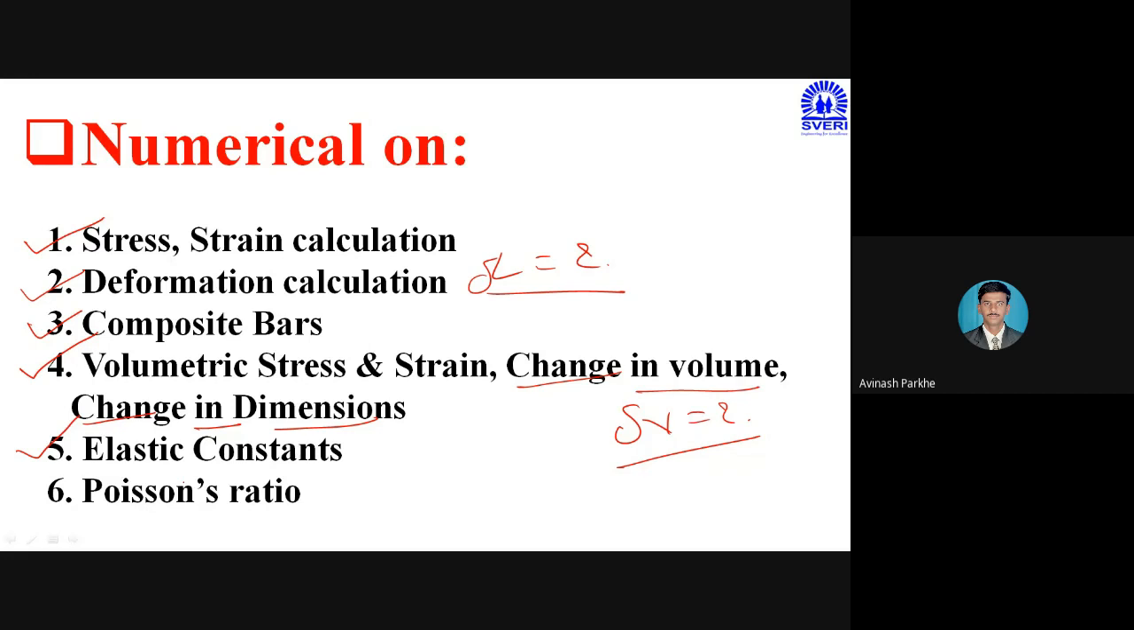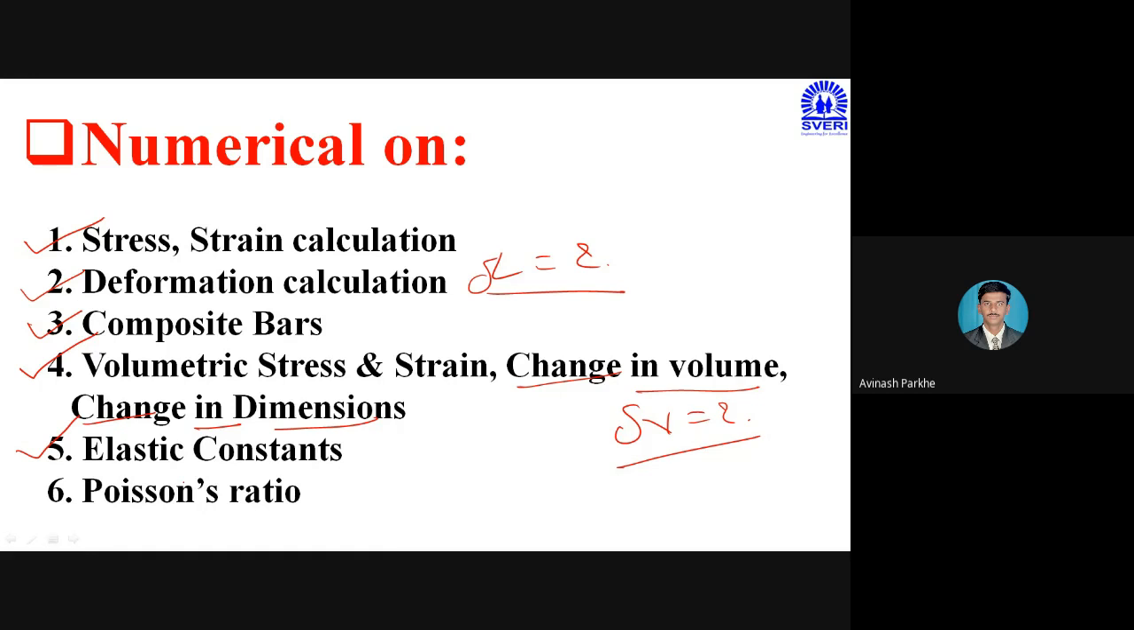Sometimes K is given, G is given, and they are interested to find out the Young's modulus E. That means out of the three elastic constants, one or two are given as parameters, and by using those given parameters, we have to calculate the other elastic constants. Such types of elastic constant problems we are going to discuss in type number 5.